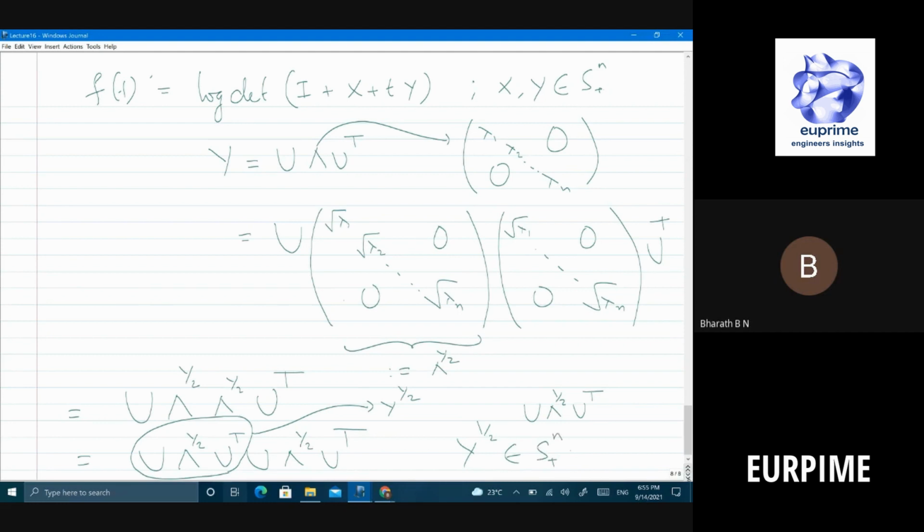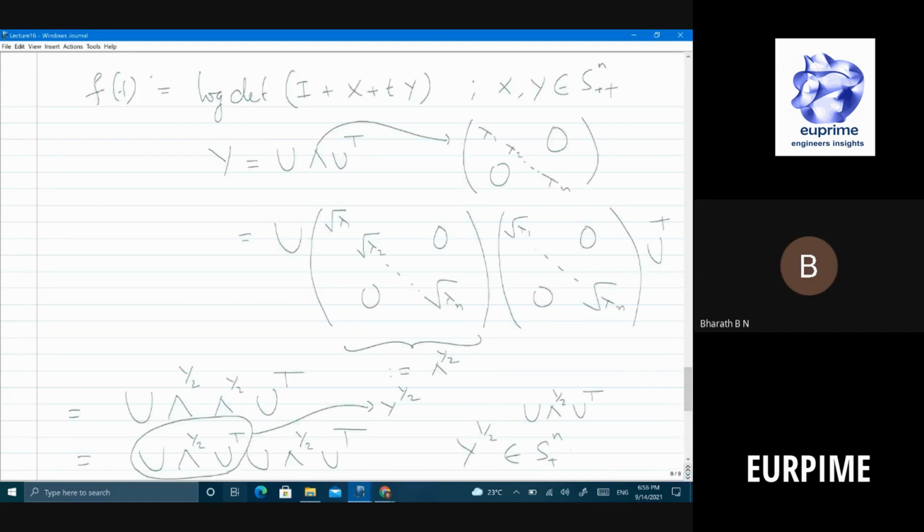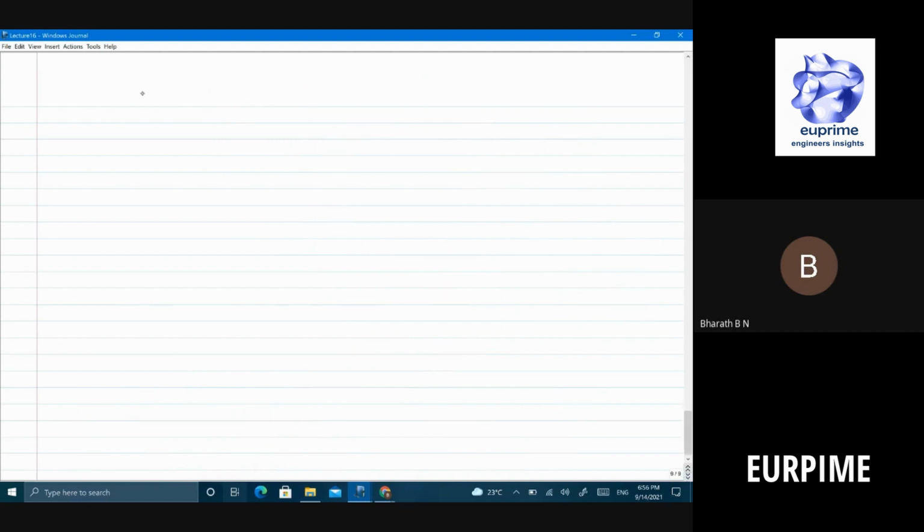Okay. Now with this, let's do something. I think we need plus plus, because we are going to take the inverse. Okay. Now I'll do one thing. F of t is log det of identity plus x plus ty. I'll write it as y power half, y power half. I can write this, right? You agree with this?